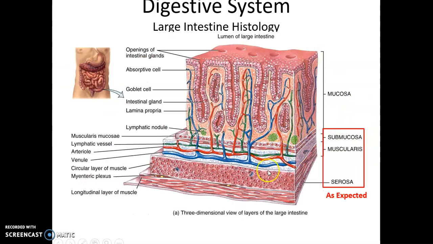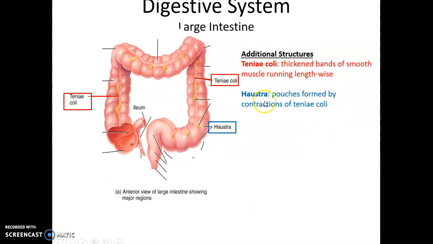The other layers, submucosa, muscularis, and serosa, are as expected. Additional structures for the large intestine: along the length of the large intestine is a thickened band of smooth muscle tissue, and this band of smooth muscle tissue is called the taenia coli. The taenia coli contracts, and when it contracts, it actually forms the haustra. So these little pouches, the haustra, are formed from the contractions of the taenia coli. One haustrum, many haustra.